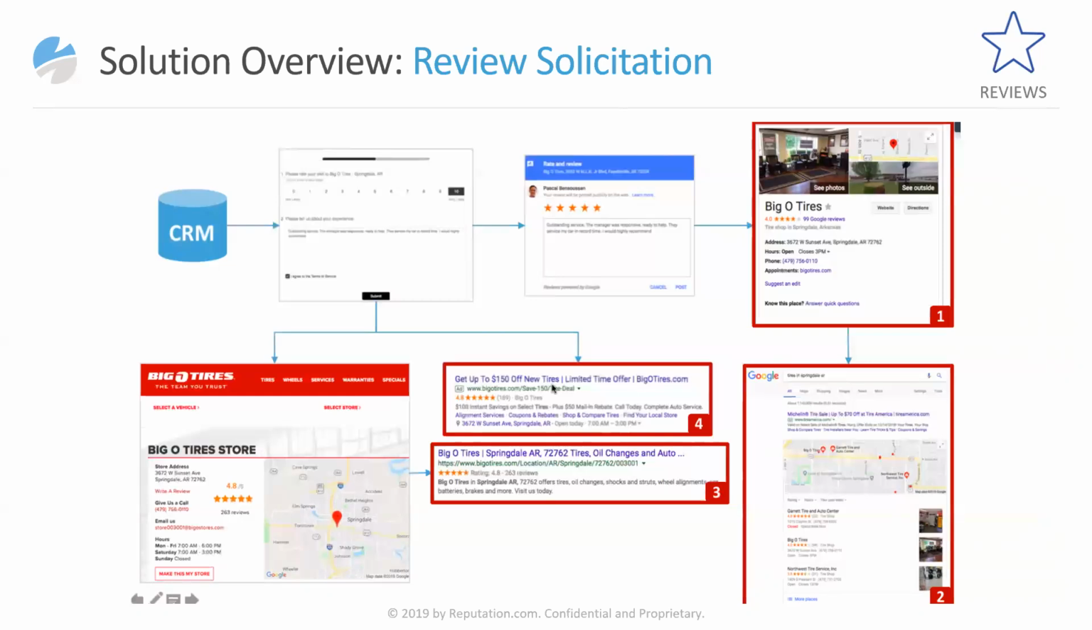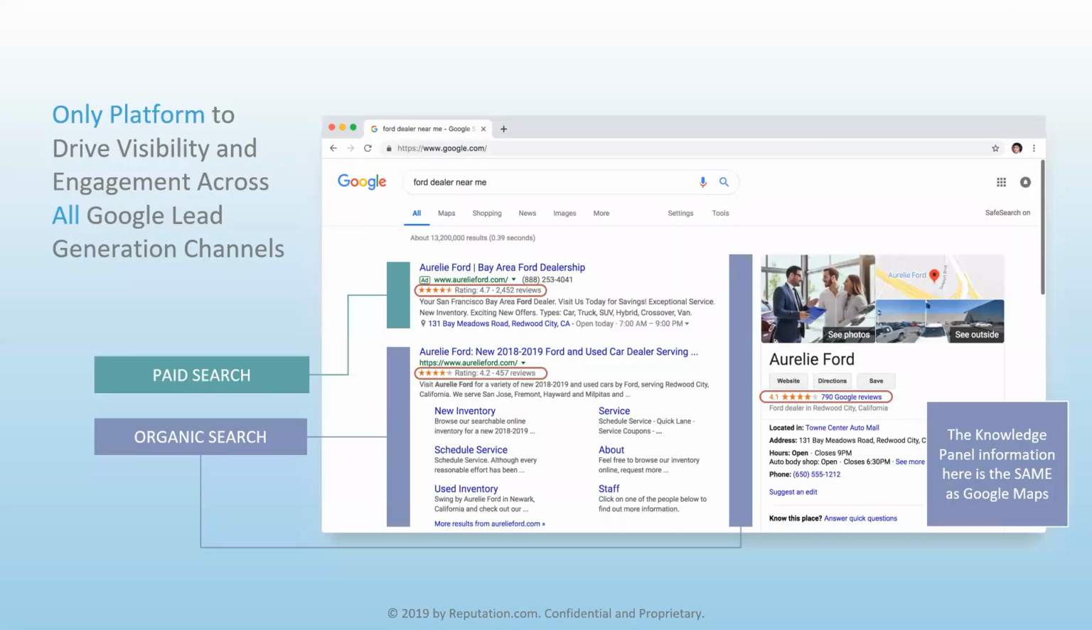Number 2 is the map pack. Number 3 is your organic profiles, where we deploy review syndication widgets onto your website pages. And number 4, we push it into your GSR, so pay-per-click ads. So what you get is this profile here: top left paid search, below that organic search, and on the right-hand side, GMB. Pretty powerful, right, as a representation of your business.